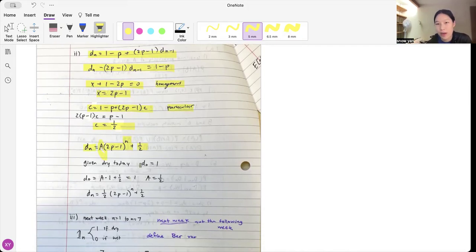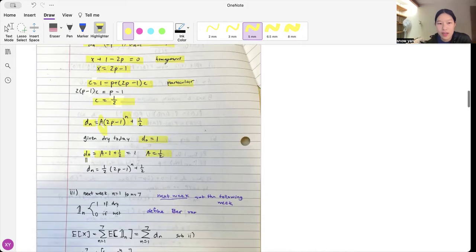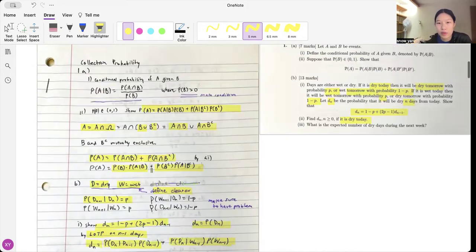We're just going to use the boundary condition that we know today is dry. So d_0 is equal to 1. We plug this into the equation: d_0 equals a times 1 plus 1/2. So then a is equal to 1/2, and we get our final equation. I think this question was relatively simple.